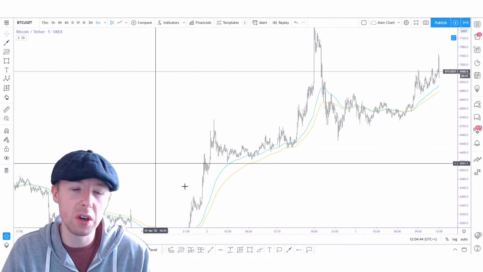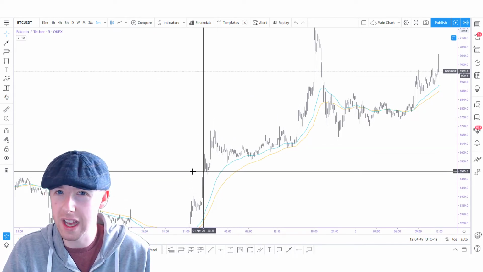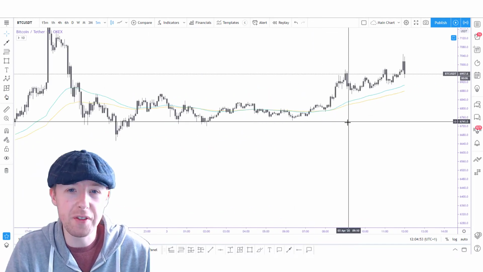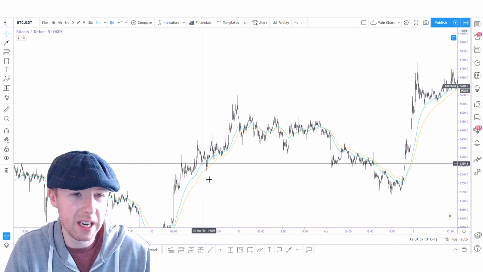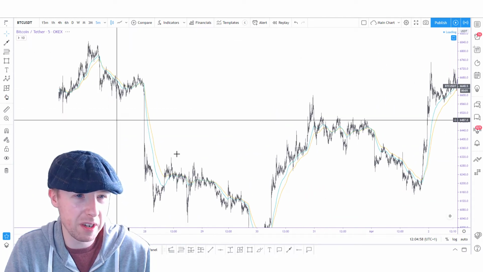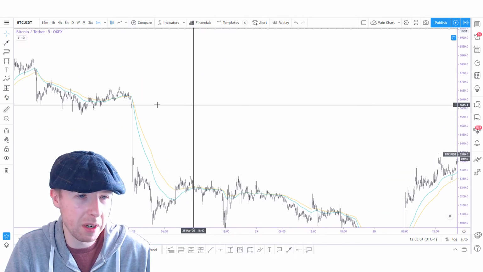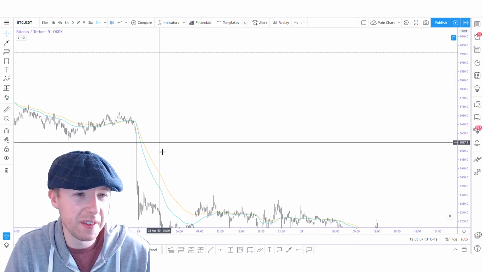When the blue line goes above the yellow, for example, in this case the 55 goes above the 89, it would indicate an uptrend. That is your buy signal. If you then go below that, let's look for an example of a downtrend over the last few days. There we go. For example, on here, you see where it crosses down below. Obviously, it dumps massively. This is your indication to sell. Now, that is how it works.